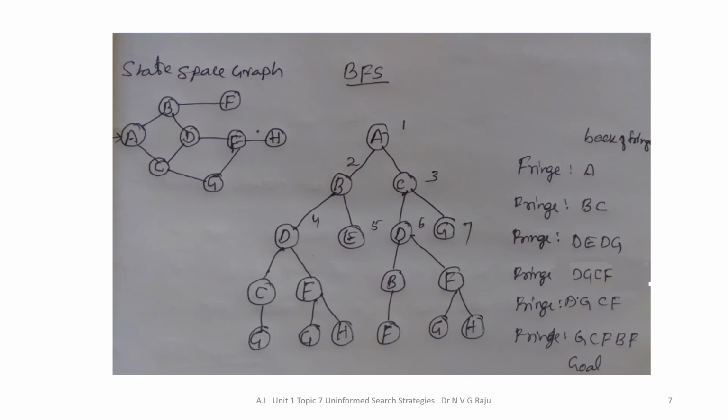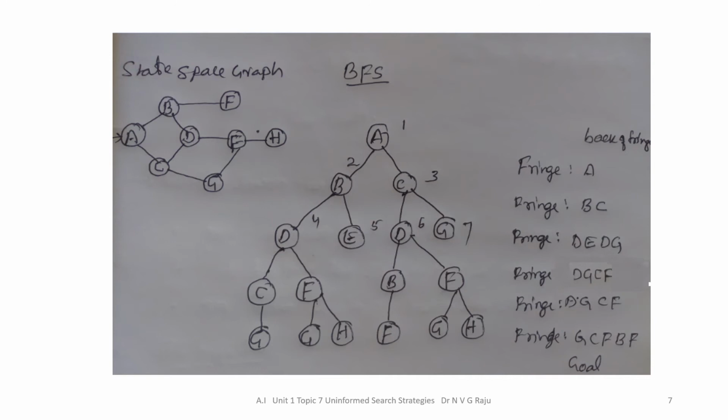Let us discuss the BFS algorithm with an example. In this example, we have considered the initial state is A. We have to move until we reach the goal state. Goal state we have considered as G. Initially, fringe consists of initial node A.